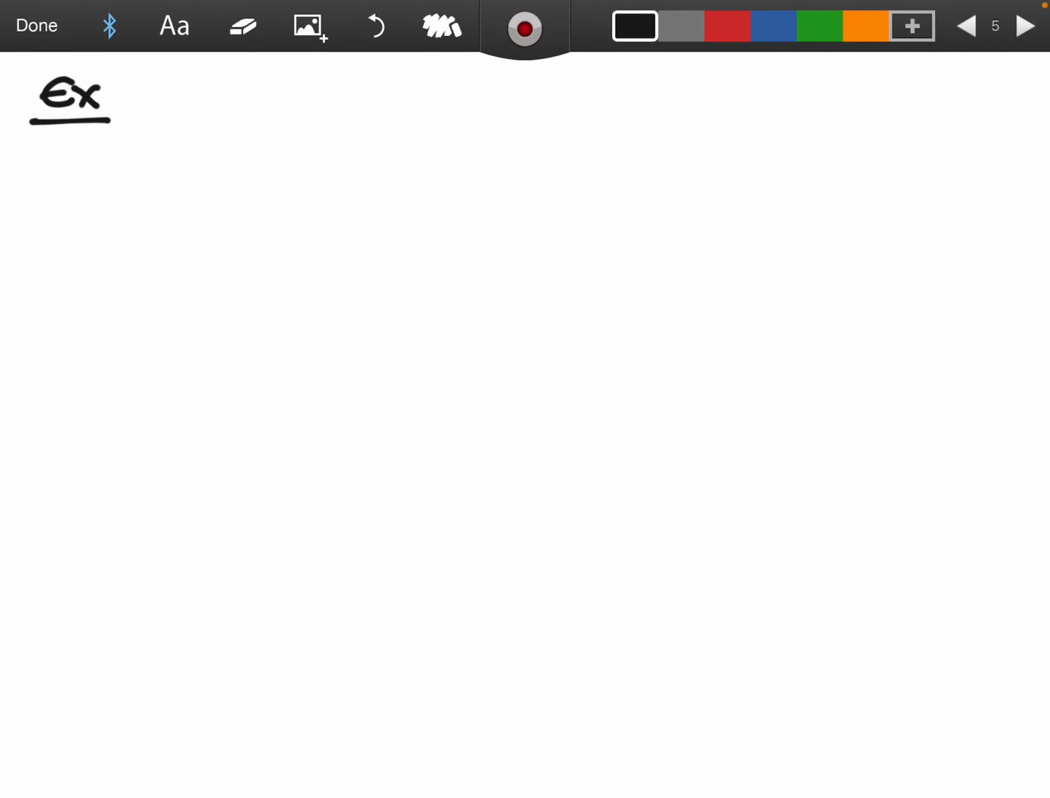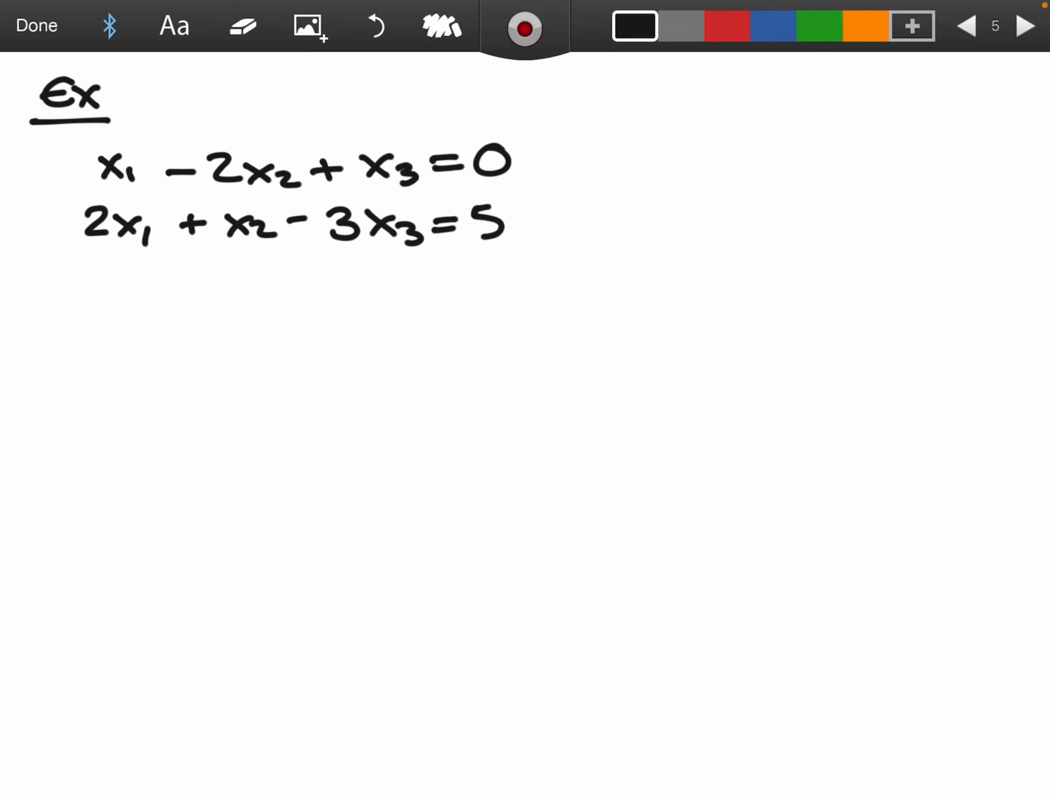Okay, so let's say I've got x1 minus 2x2 plus x3 is equal to 0, 2x1 plus x2 minus 3x3 is equal to 5, and 4x1 minus 7x2 plus x3 is negative 1. What I want to do here is solve this. I want to find x1, x2 and x3 such that they satisfy all 3 of these equations.